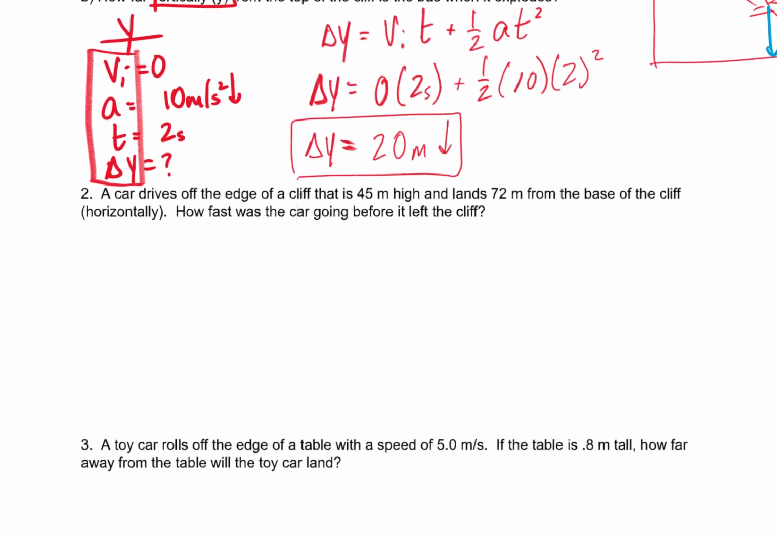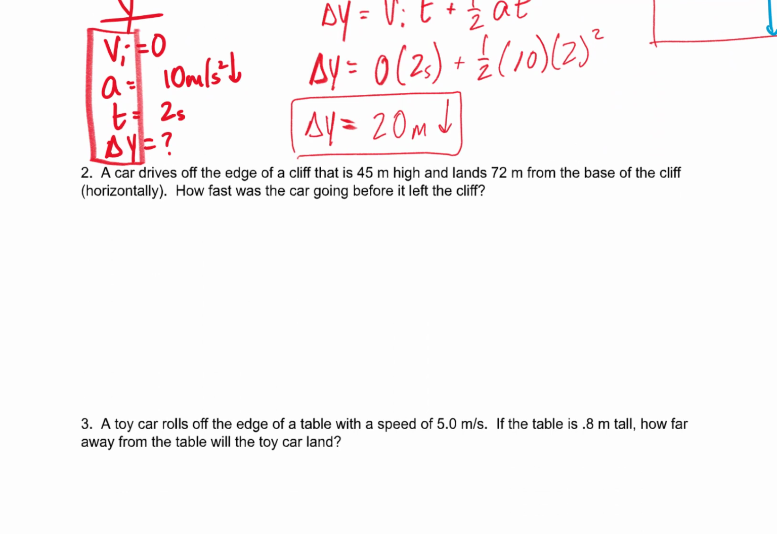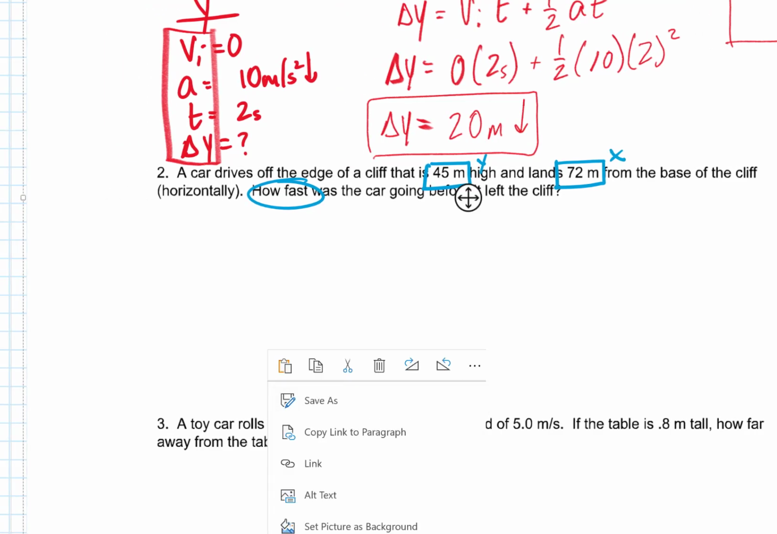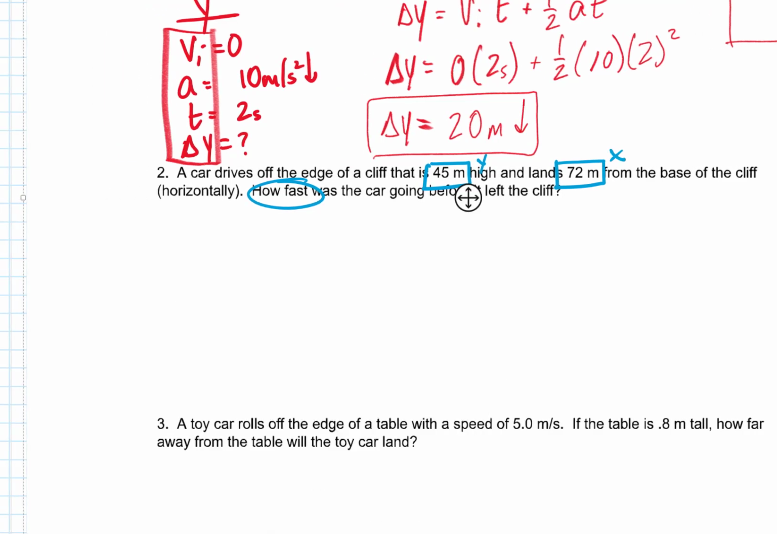Number 2, car drives off of the edge of a cliff that is 45 meters high, that's y direction stuff, and it lands 72 meters away, that's x direction stuff, from the base of the cliff. How fast was the car going before it left the cliff? So here, everything's all in the same spot. Now, in this problem, we have horizontal stuff happening and we have vertical stuff happening.